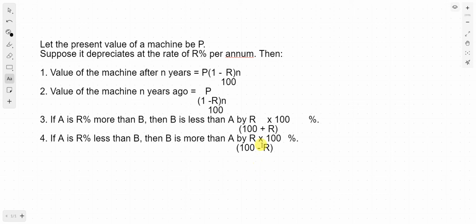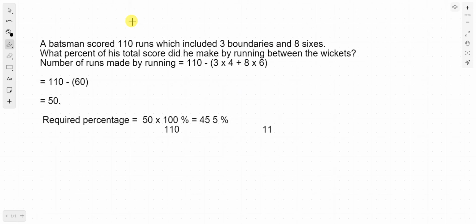So let's see some of the basic questions to understand this formula much better. The question is: a batsman scored 110 runs, which include 3 boundaries and 8 sixes. What percent of his total score did he make by running between the wickets?